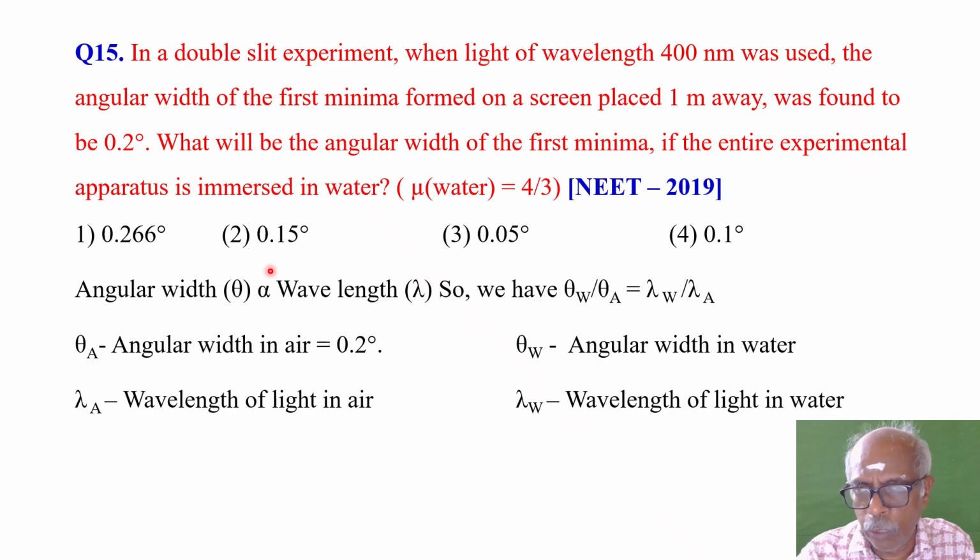So as usual, you are given 4 options: 0.266 degree, 0.15 degree, 0.05 degree, 0.1 degree. So these are all the four options. Which one is the right answer, sir? That we have to solve the problem.